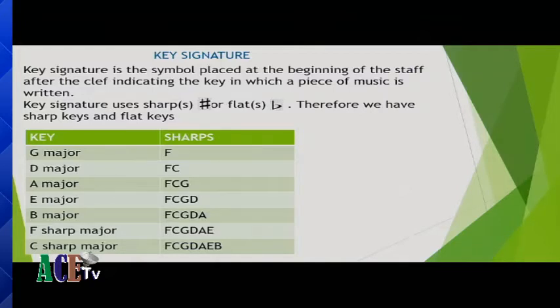From G to get the next one, you have G, A, B, C, D. You stop on D and it will give you the next sharp, which is the 4th sharp.